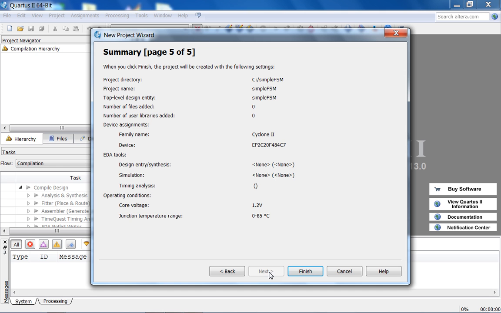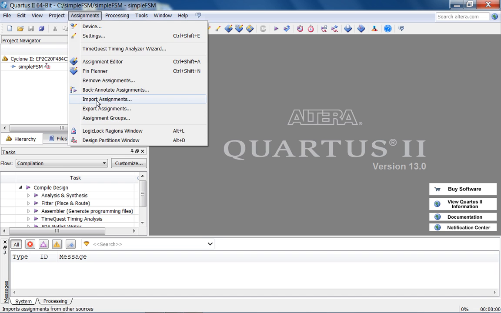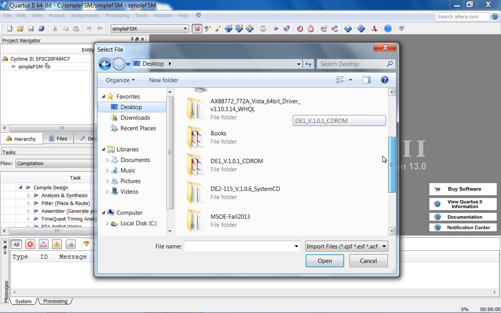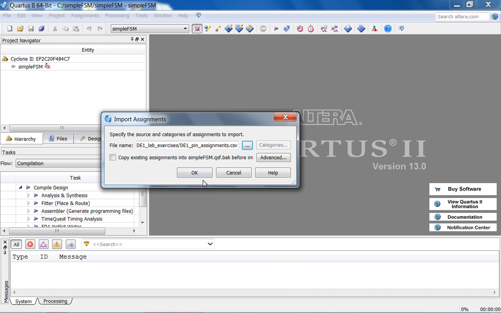And then, as I told you, the next thing I do is import pin assignments. And as I do this, I'll also show you how to make a modular design. That is, my top level is going to instantiate my finite state machine. So I'm going to do a top-down design. Where's DE1? There it is. Lab exercises. Okay.